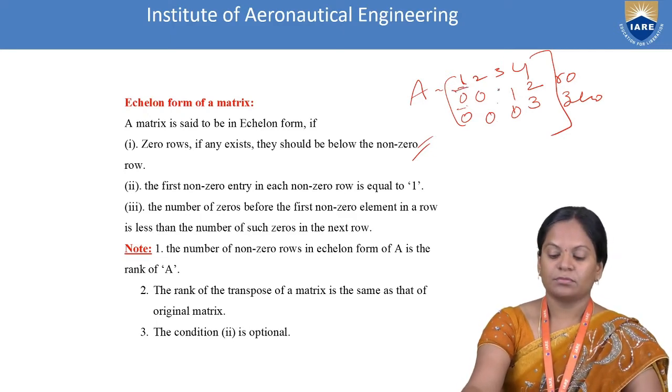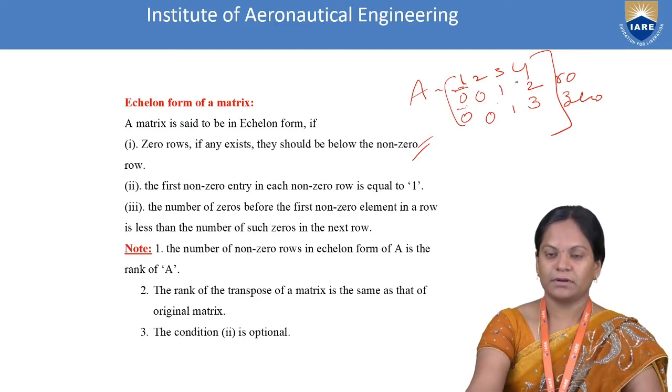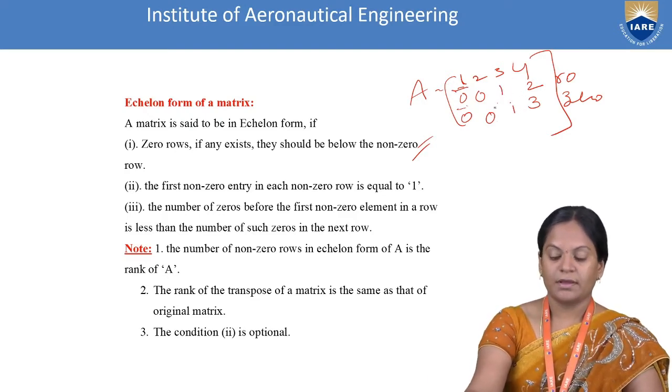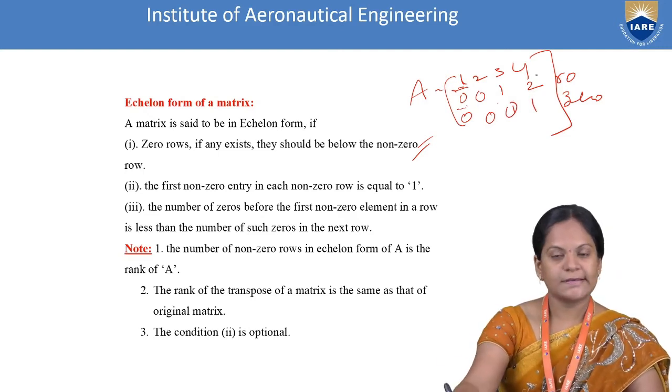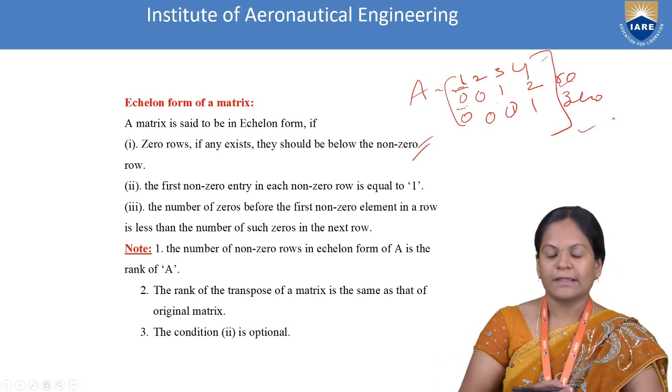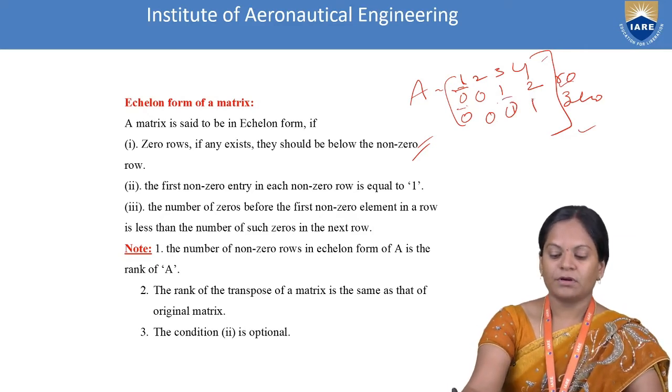In the second row, the third element is 1. In the third row, I'm taking 0, 0, 0, and suppose in place of 3, 1. All these are non-zero rows, and the first non-zero elements are here 1. And what is the next step?